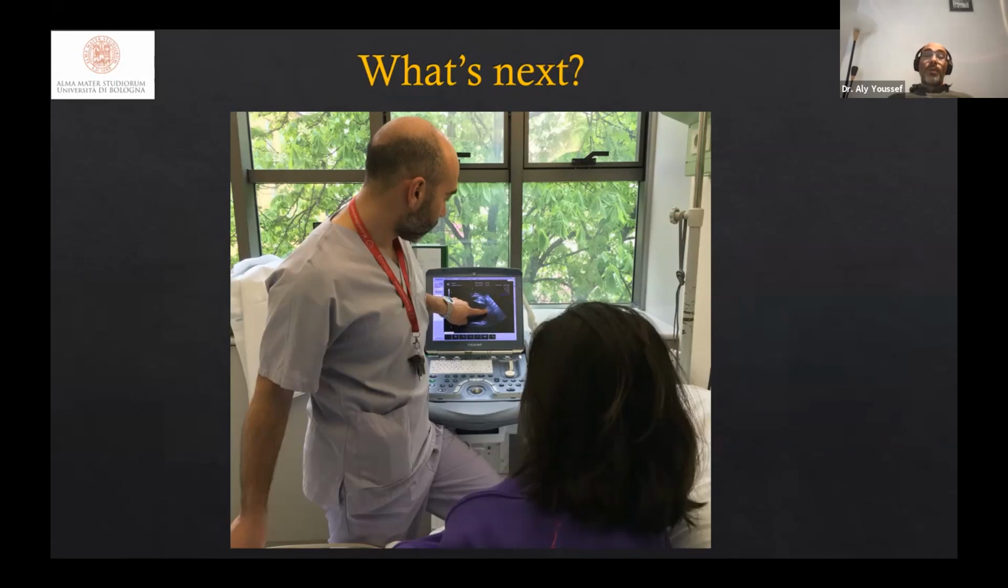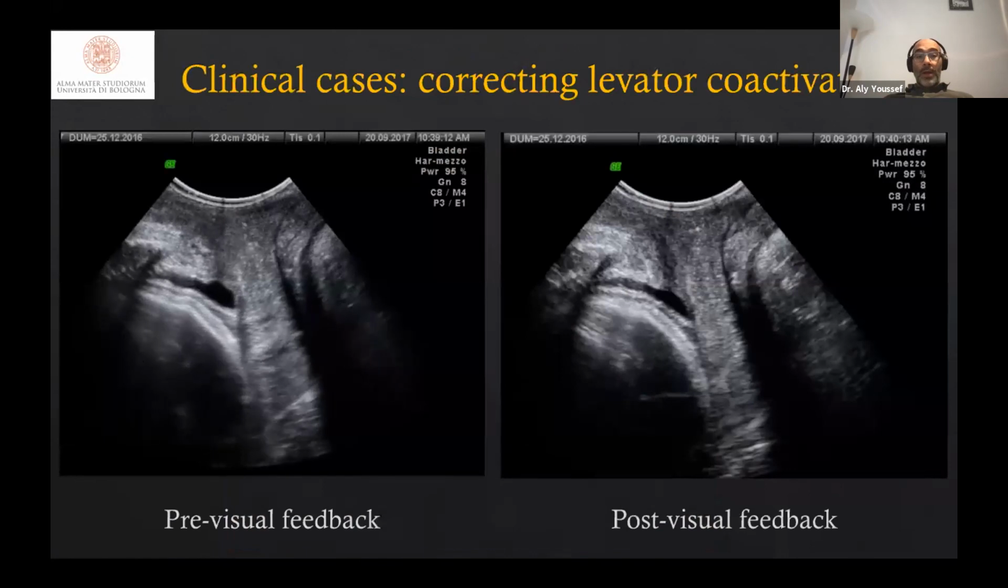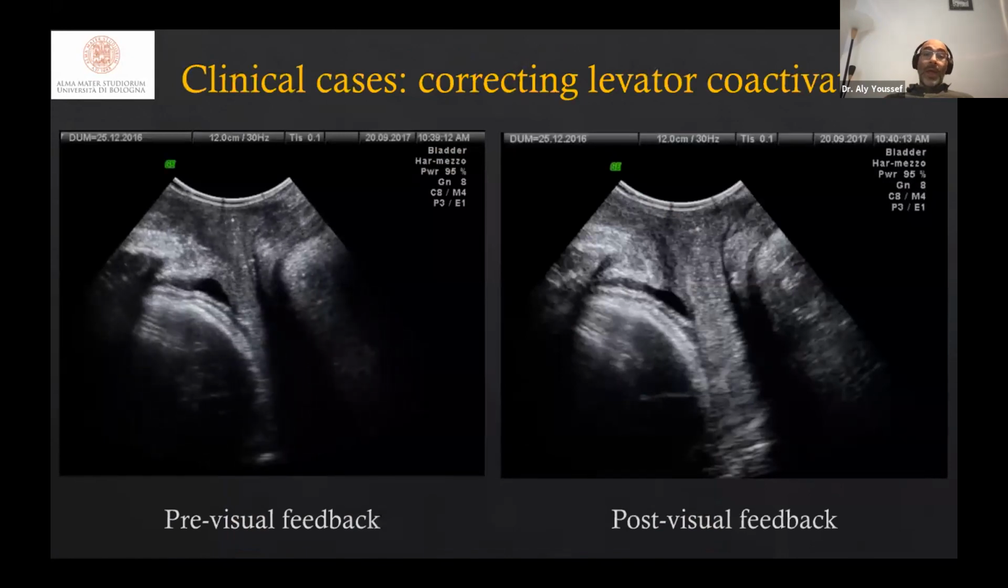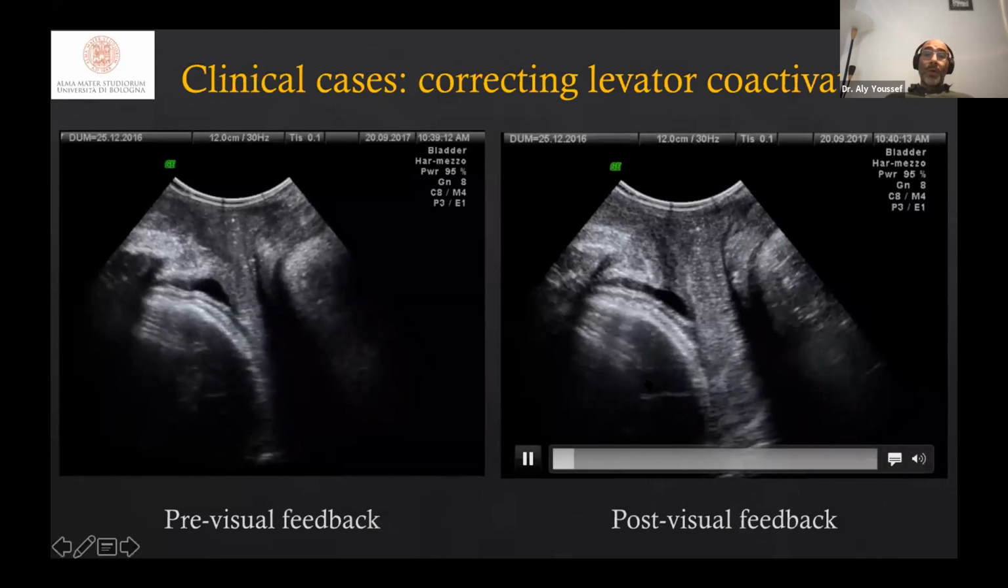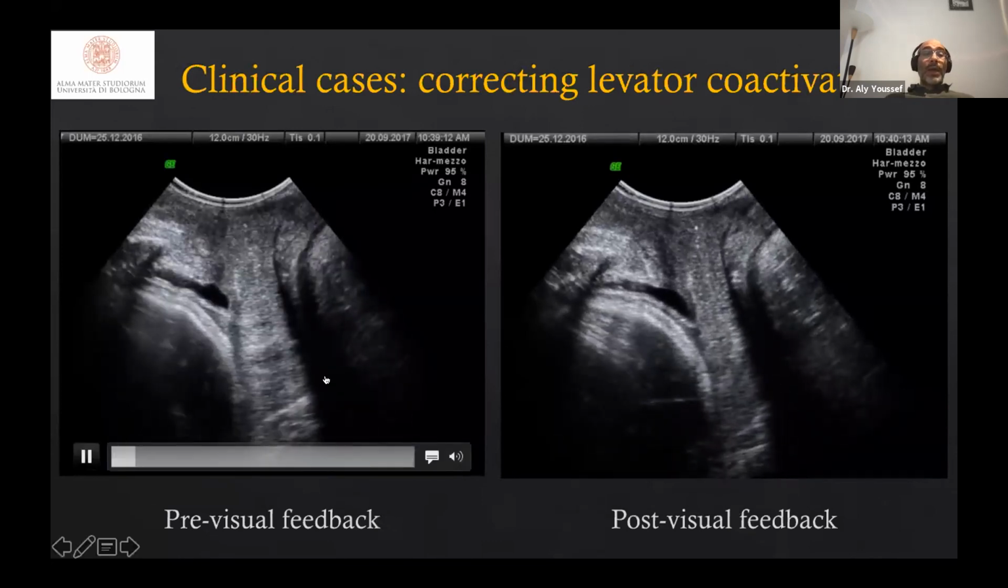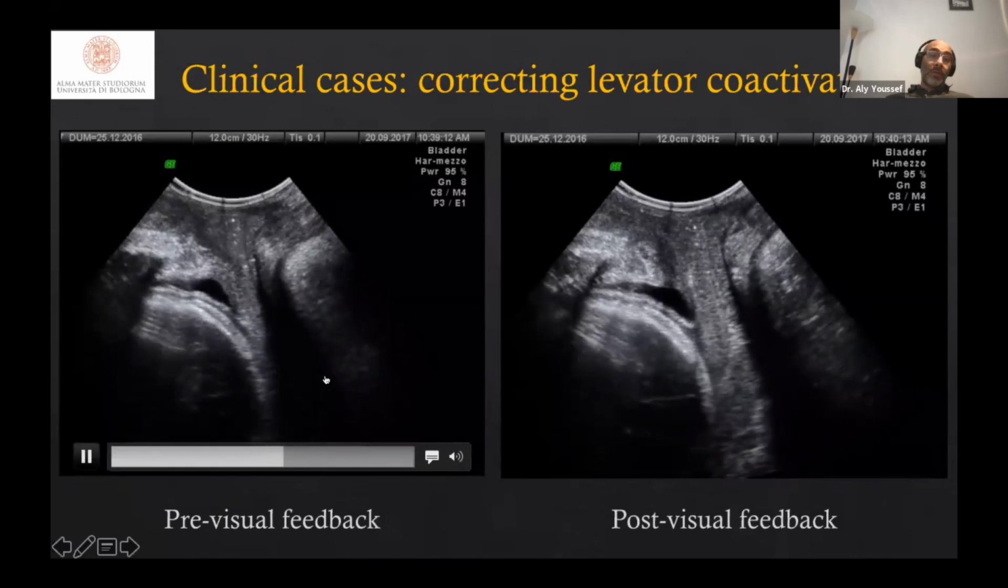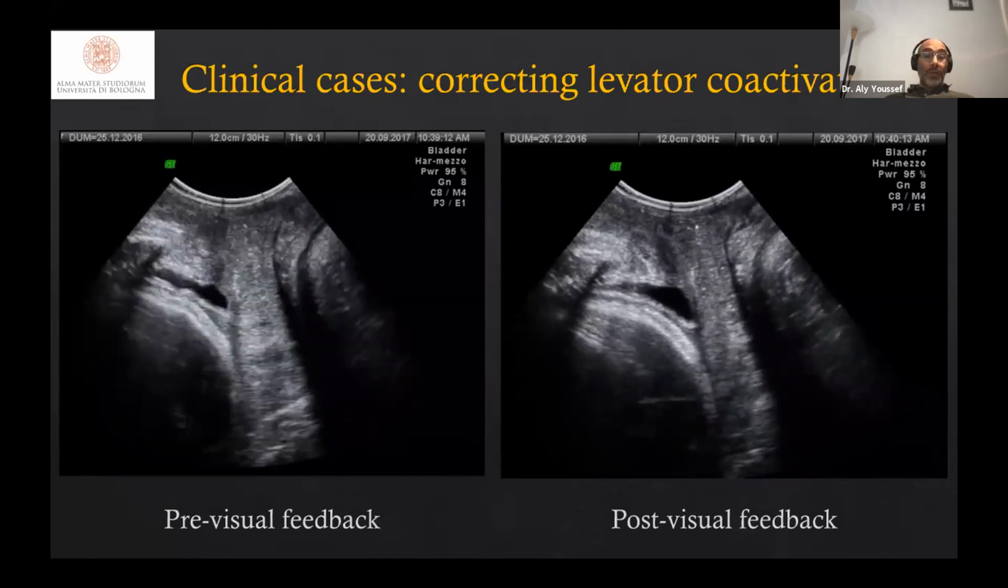But we think that women who are coactivating or women with small levator hiatal diameters are good candidates to be assessed for this aspect. And actually, we know from our experience and our data that we can help women to better relax their pelvic floor, okay, by visual feedback.